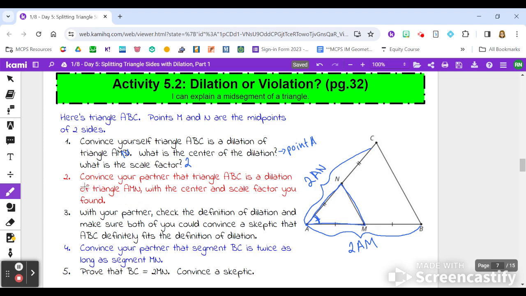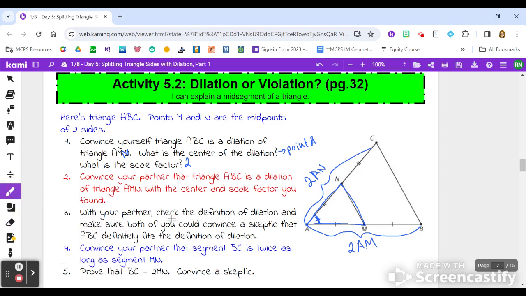Now I want you to take a minute and pause the video again and convince your partner or somebody sitting at your table with you that triangle ABC is a dilation of triangle AMN with the center and scale factor you found. So I want you to take a minute and explain to them why the scale factor is 2, why is point A the center of dilation. Pause the video and explain now, please. Thank you for taking a minute to make that learning make sense for you and explain it to somebody else.